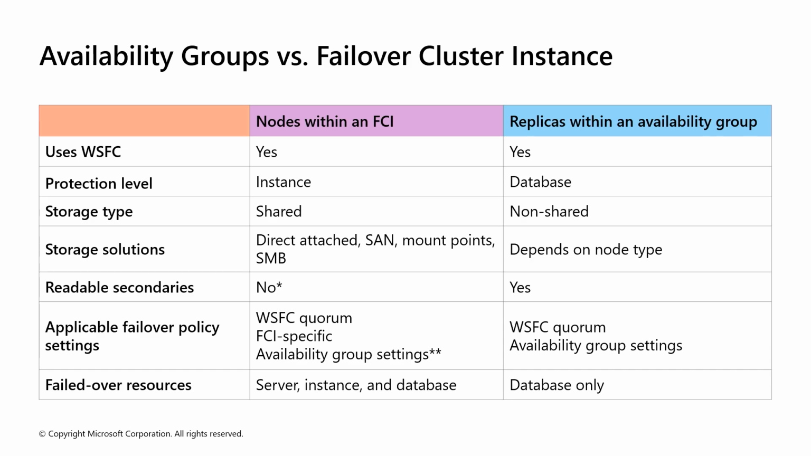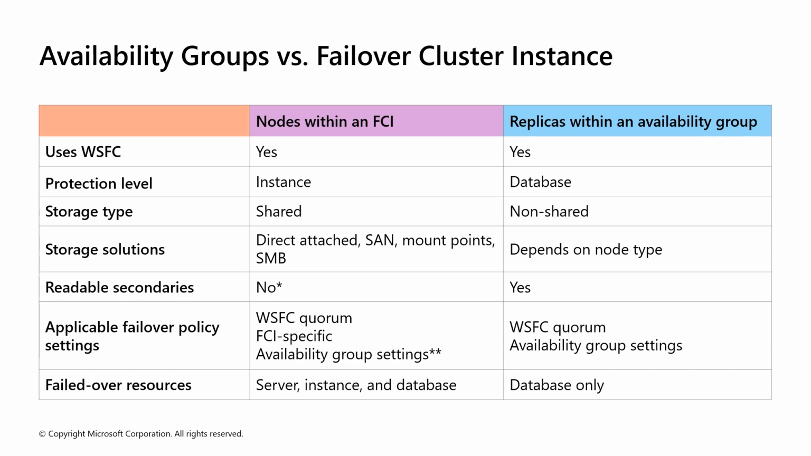FCIs protect the entire SQL Server instance using shared storage and do not support readable secondaries, while AGs protect individual databases using non-shared storage and allow readable secondary replicas, making them ideal for scaling read workloads. Both architectures rely on Windows Server failover clustering, but differ in failover policy settings and the resources covered during failover.